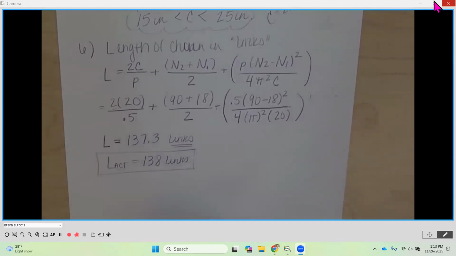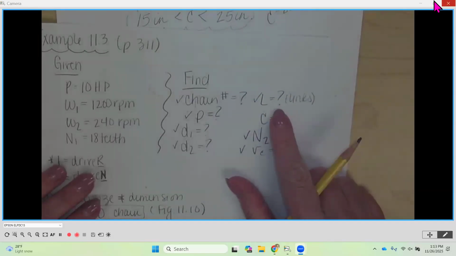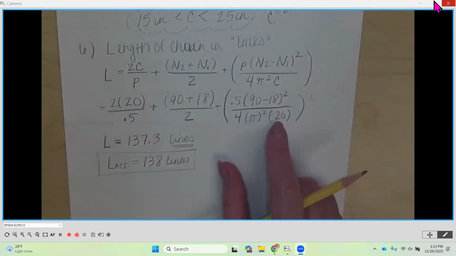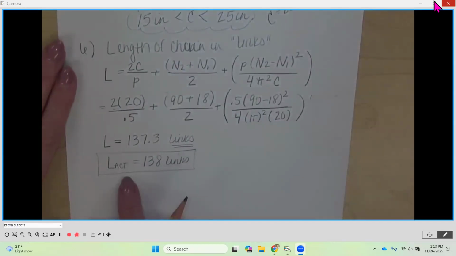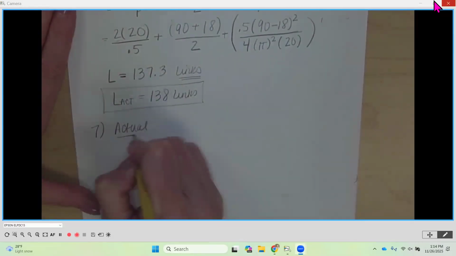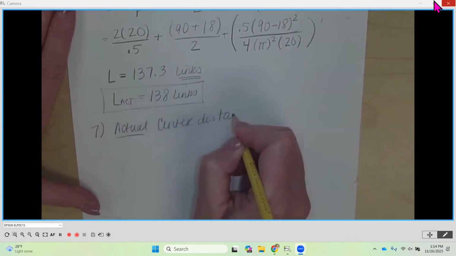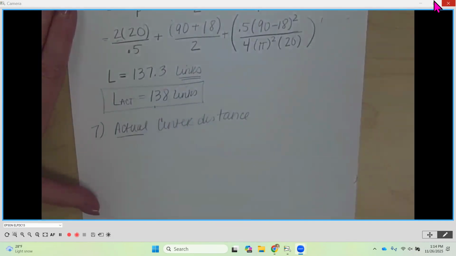So if we look back over here, that means our L is done. Now that we have the actual number of links, remember the number of links here we specified based on a 20-inch center distance, pulling it out of the air, right? Like that should be good. But now what we want to do is specify the actual center distance based on the 138 links, okay?